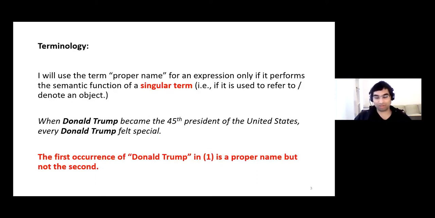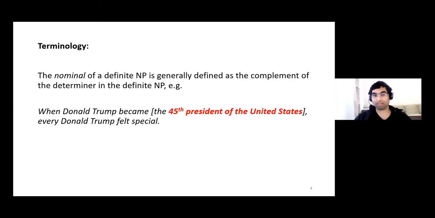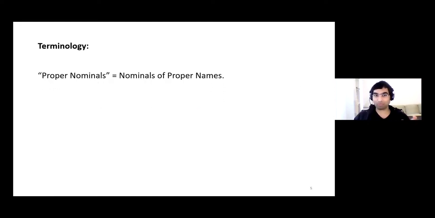Also, the nominal of a definite noun phrase is generally defined as the complement of the determiner in the definite noun phrase. So, for example, in the sentence considered earlier, the definite description, the 45th president of the United States, has the definite article as its determiner, and its complement is the expression in red. So this expression in red is the nominal of this definite description. I'm going to call the nominal of proper names the proper nominal.